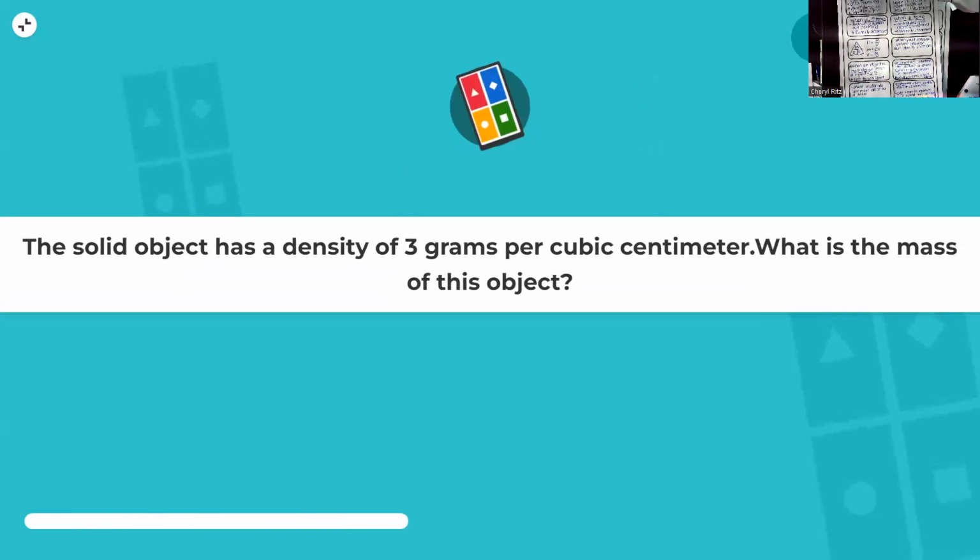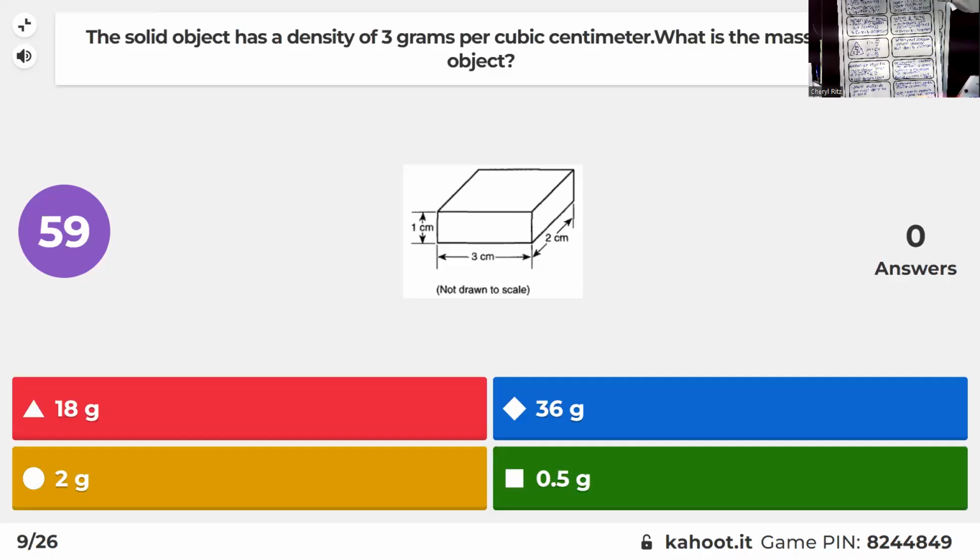A solid object has a density of 3 grams per cubic centimeter. What is the mass of this object? So there you have the picture to figure out the volume. So this time we know the density, we know the volume, you're doing mass. Use your magic triangle. Not add, multiply. Remember, volume, you do length times width times height.